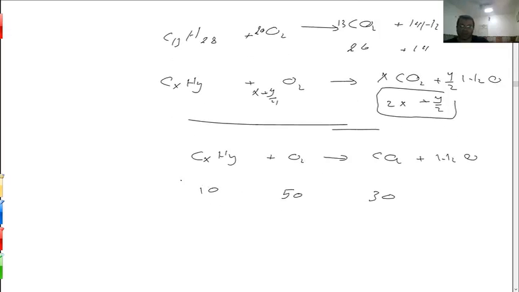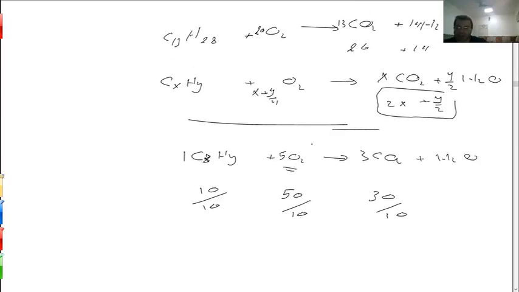It's easy. I'm going to simplify the equation by dividing by 10 here, and by 10 here, and by 10 here. So I'll get 3 here, 5 here, and 1 here. How many carbon do we have here? 3. So X equals 3 initially. How about the hydrogen? First, how many oxygen are used? 5 times 2 gives you 10 oxygen.